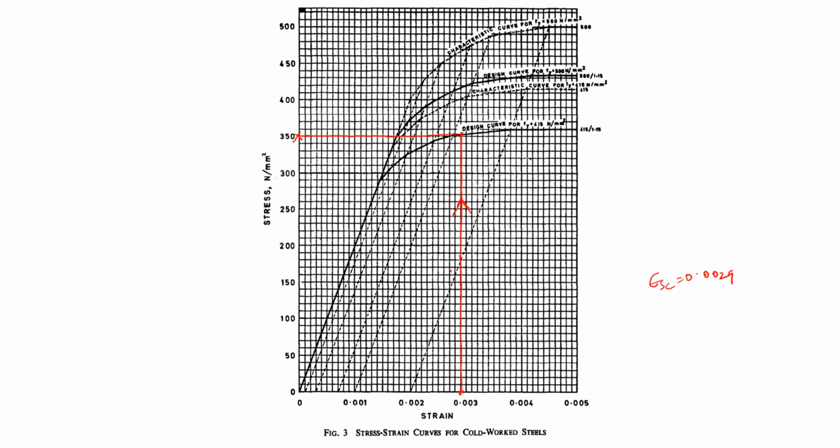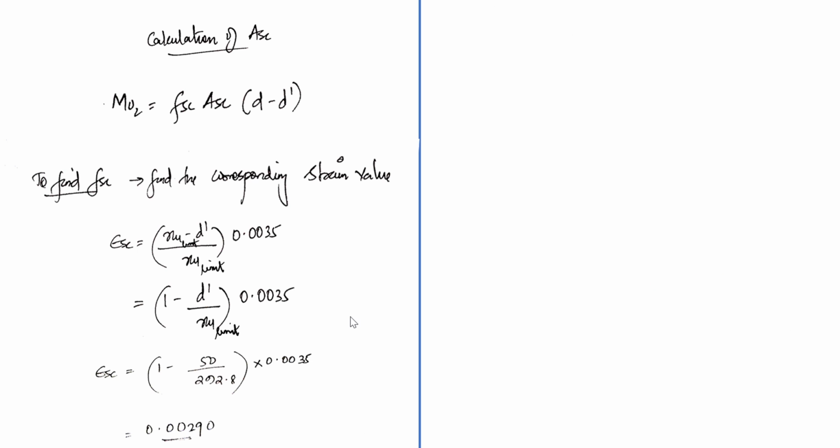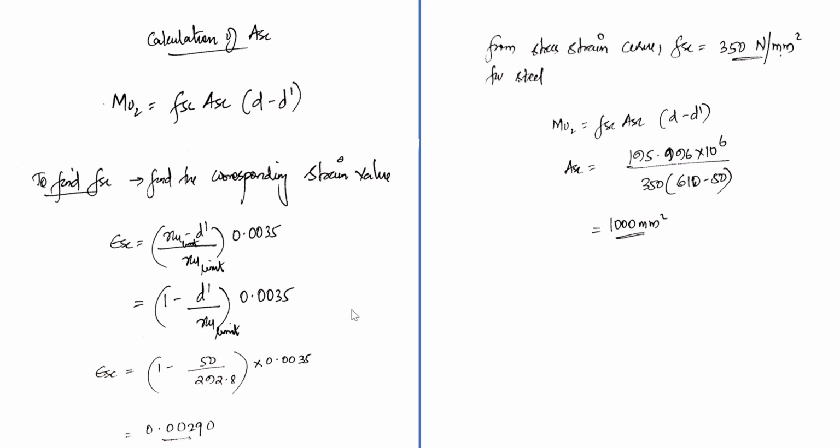So this value now will give you your FSC, that is, FSC is equal to 350 Newton per mm square. This is how you will find the value for the corresponding stress in steel. That is, the FSC value we get from the stress-strain curve as 350 Newton per mm square. That is, Mu2 I could write as FSC ASC into (D minus D dash).